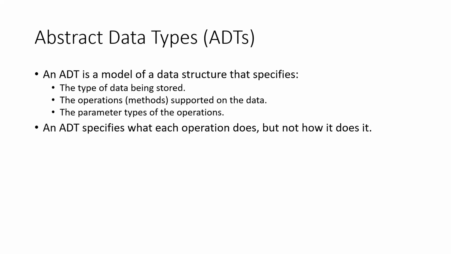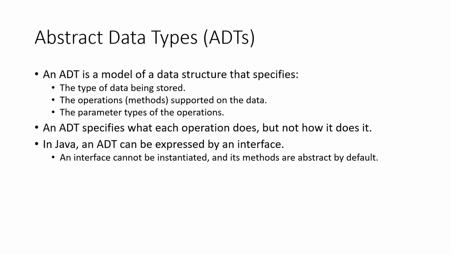Okay, so we try to make a clear differentiation between the specification of a data structure, by specifying what each operation of the data structure does, from the implementation of the data structure, meaning how to do each operation, how each operation is implemented in code. So in Java, an ADT can be expressed by an interface.